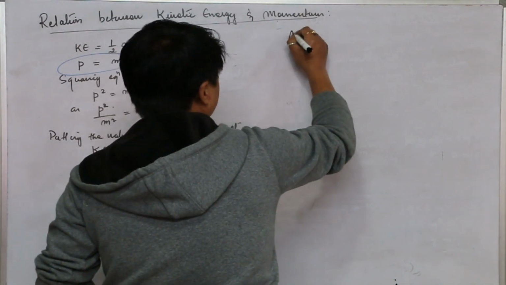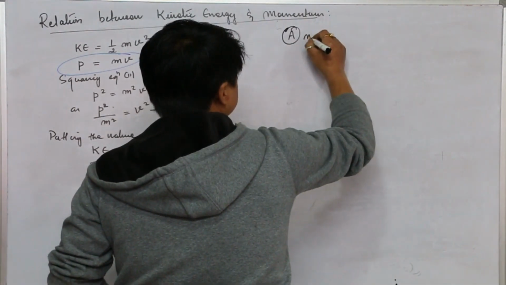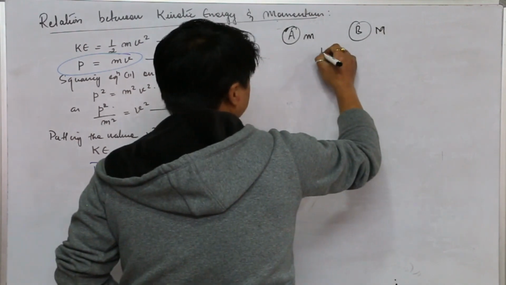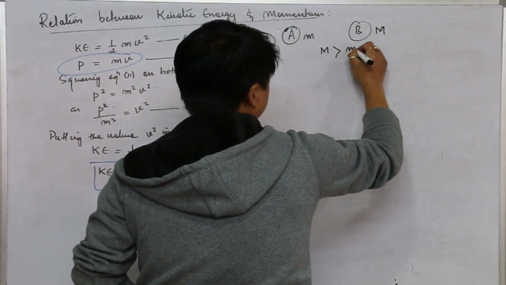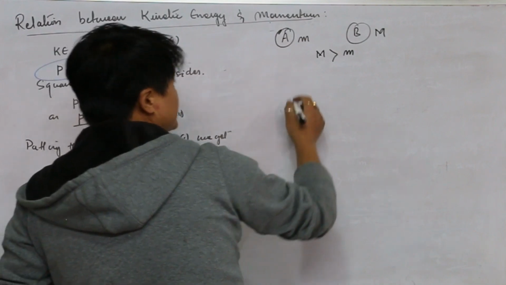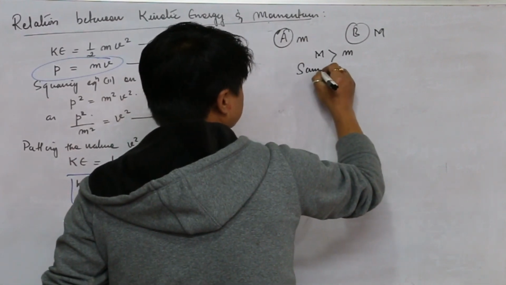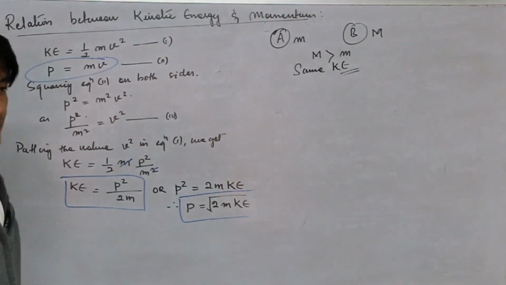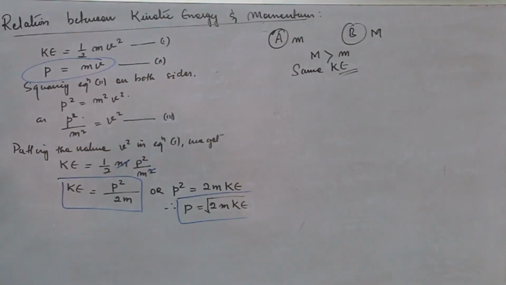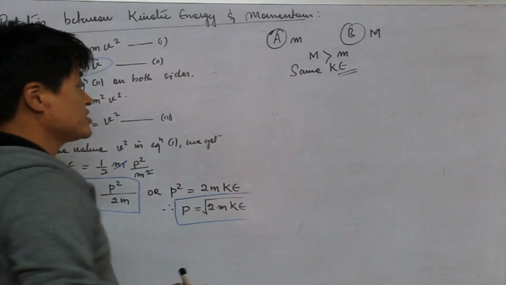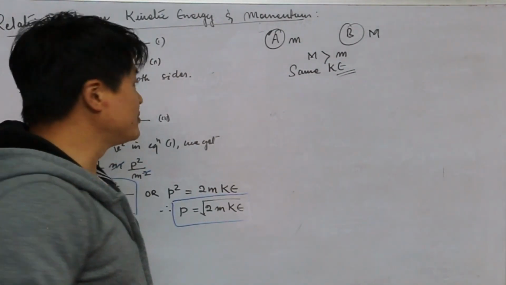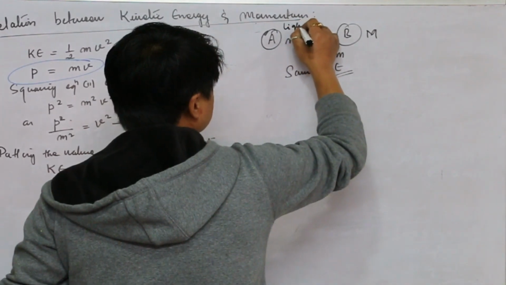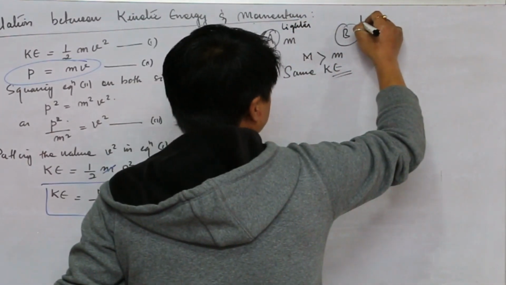Again, we'll take that body A has mass m and body B has mass M. So M is greater than m, and both the bodies have the same kinetic energy. So what will be the relation of the momentum between these two bodies, or whose momentum will be more? Let's find out. This is the lighter body, this is the heavier.